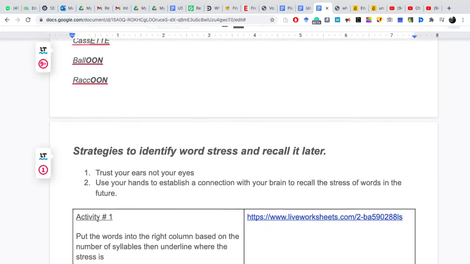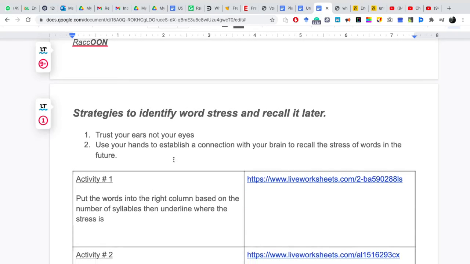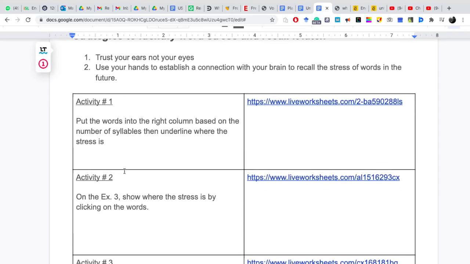Now, strategies to identify word stress and recall it later. The first strategy that I mentioned before is trust your ears, not your eyes. Make sure that you pronounce words several times and you find the music of the word. And use your hands to establish a connection with your brain to recall the stress of words in the future. I'm going to teach you this in our Zoom meeting. These activities are going to be discussed in your live meeting on Zoom.